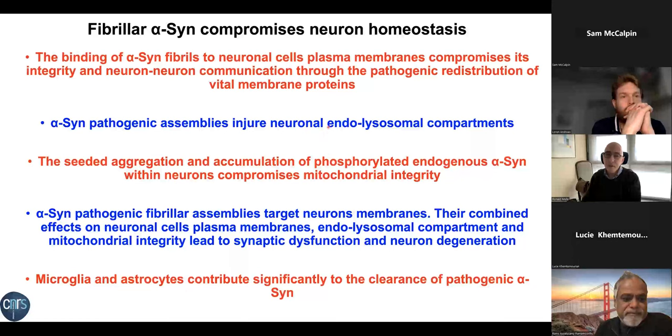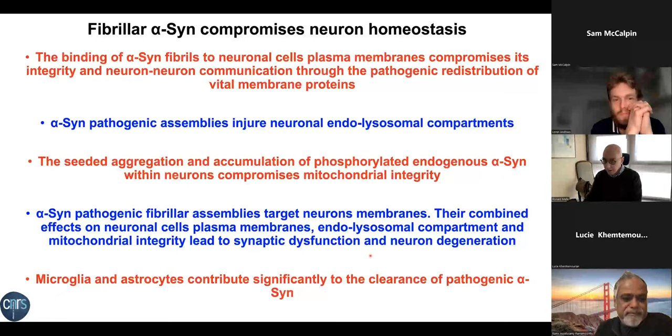So what I showed you so far is summarized here. These fibrils are deleterious because they affect the plasma membrane and the redistribution of important proteins at the plasma membrane. These proteins injure the endolysosomal compartment, they compromise the mitochondrial integrity, and they multiply after reaching the cytosol. And we believe that their multiplication is affecting lots of processes in the cell, leading eventually to cell death.